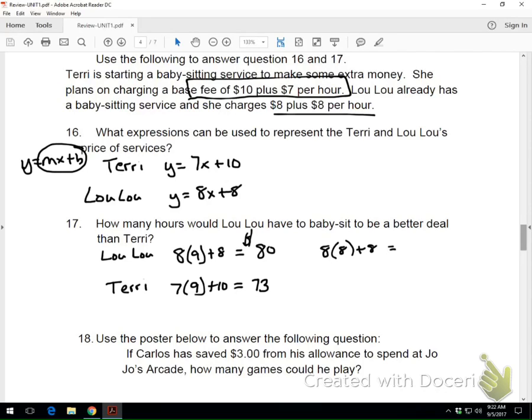8 times 8 plus 8, 72. 7 times 8 plus 10, 66. So you see how we're getting closer and closer and closer? Now obviously you're going to have answer choices for a question like this. Does that make sense? So you can actually take the answer choice numbers and plug those in and see if they make sense, right? Okay, good. Alright, let's go to 18.